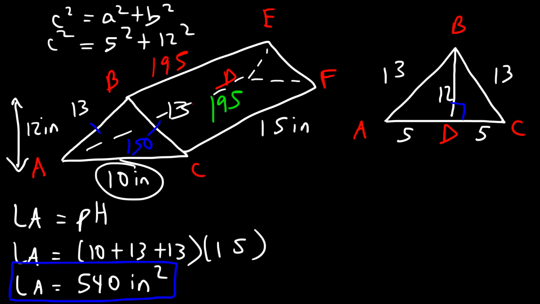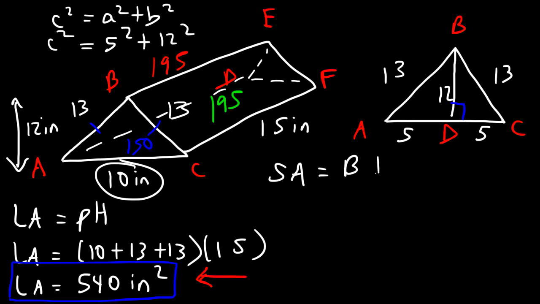So if we add up 195 plus 195 plus 150, that gives us 540. So you could do it mentally in your head, step by step, if you want to do it that way. Or you could just simply multiply the perimeter by the height of the prism. So now let's calculate the surface area of the prism.